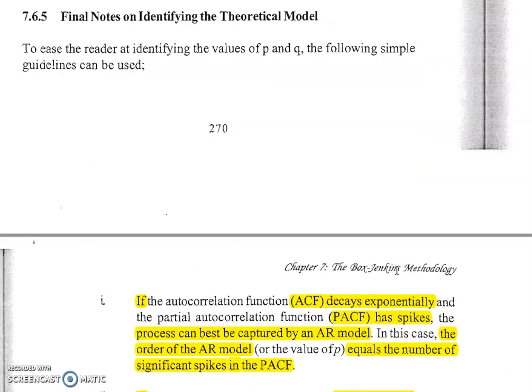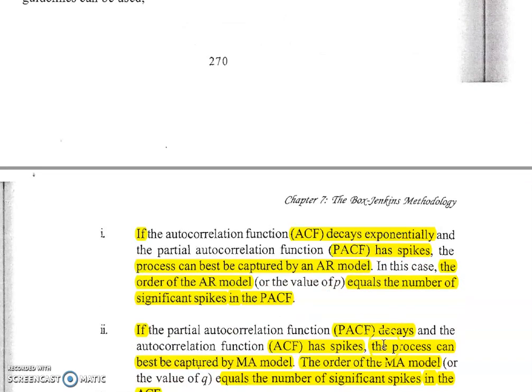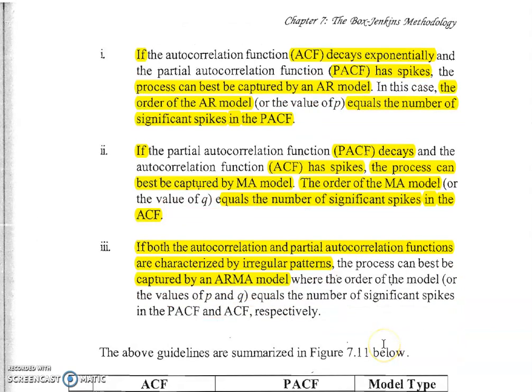Now, the final notes on identifying the theoretical model. Number one, if the autocorrelation function ACF decays exponentially, and the partial autocorrelation function PACF has spikes, the process can best be captured by an AR model. So sekiranya kita melihat kepada ACF plot, sekiranya berlakunya decay, penurunan secara perlahan, dan terdapatnya PACF mempunyai spike, so the best adalah AR model.